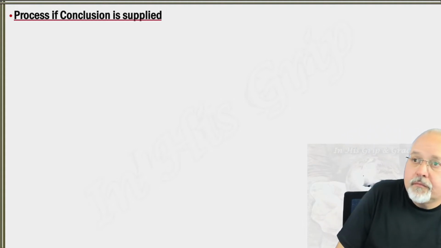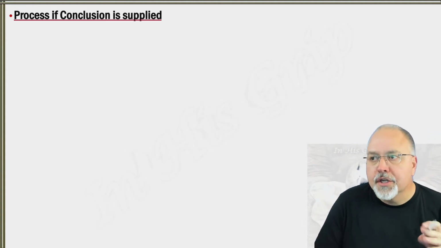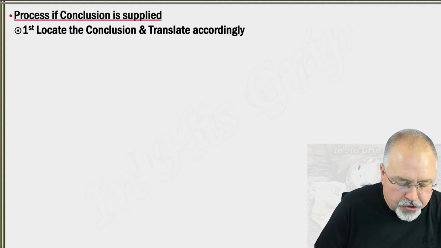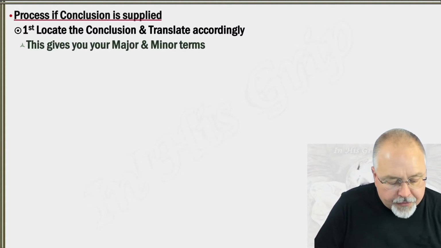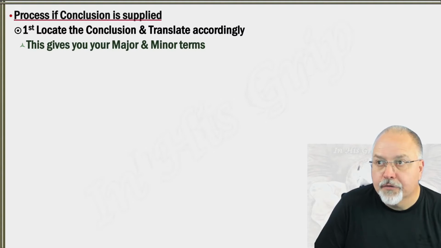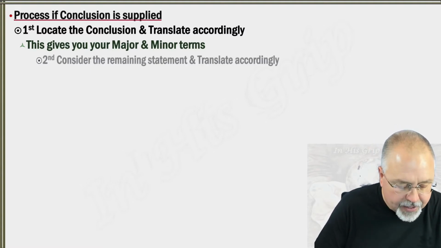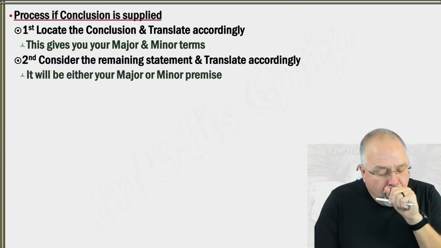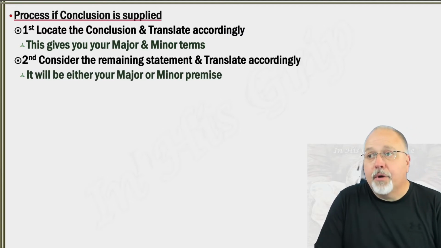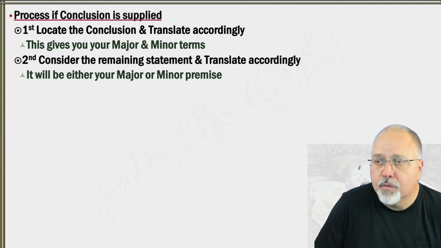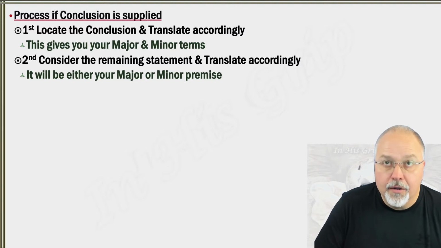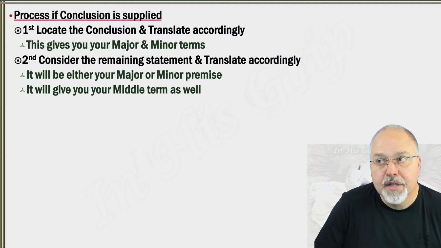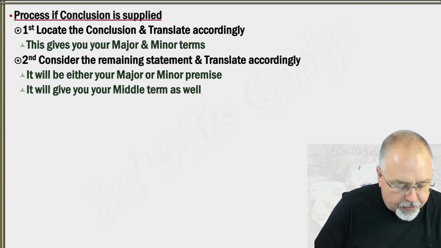Haven't stopped coughing. So if the conclusion is supplied in the argument, then here's the process. First, locate the conclusion and translate accordingly. This gives you your major and your minor terms, and then you'll get your middle term from the premise that you have. Second, consider the remaining statement and translate accordingly. It will be either your major or your minor premise, and always, like we have been doing with syllogisms, you start with the conclusion to determine that. It will give you also your middle term, which then will allow you to create your missing statement.